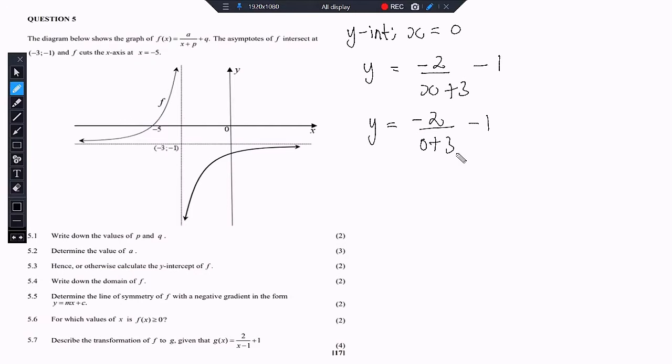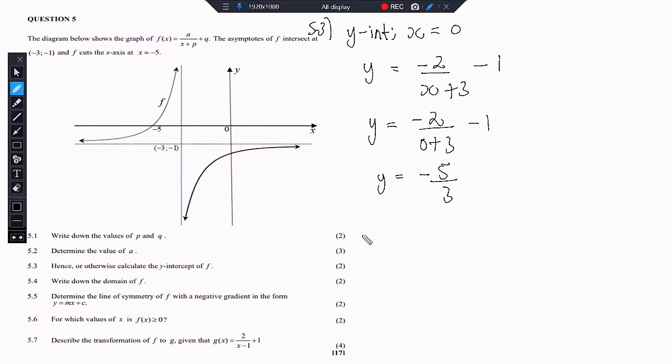At this point, you only need to grab your calculator and punch all of that in. This will give us negative 5 over 3, right? So just like that, you have calculated the y-intercept of f. Let me indicate this was for 5.3.